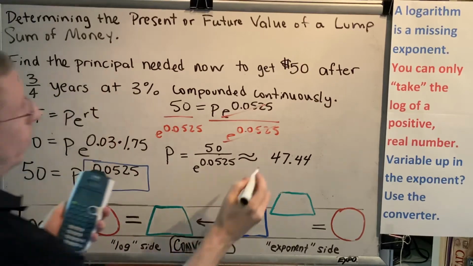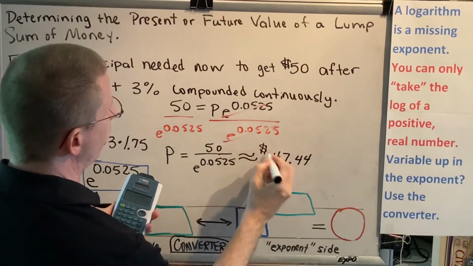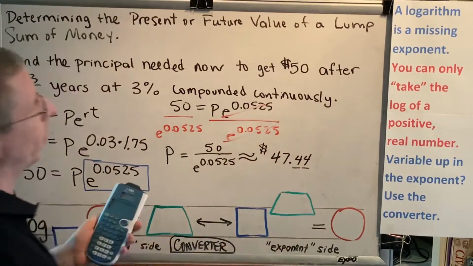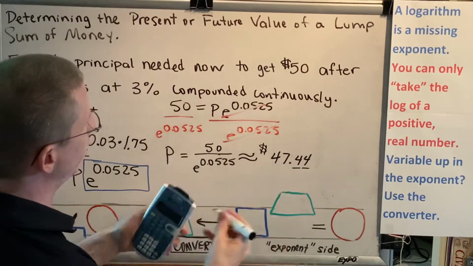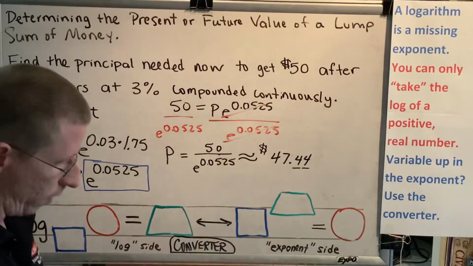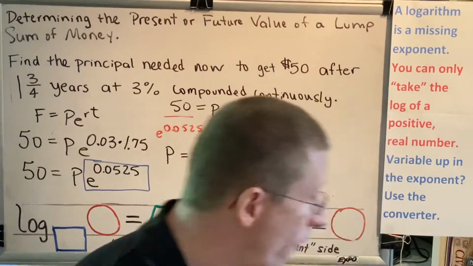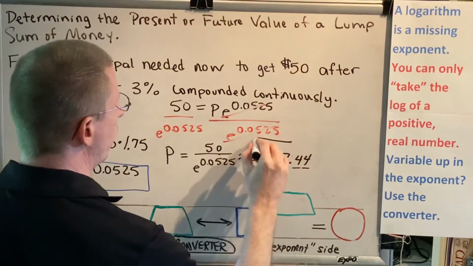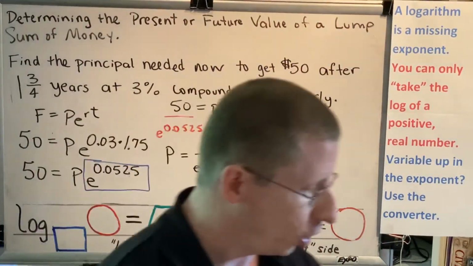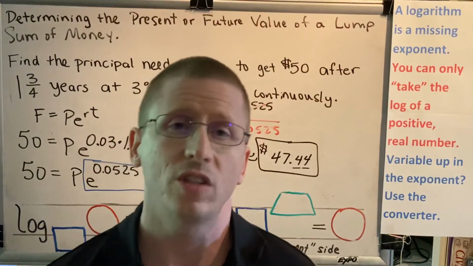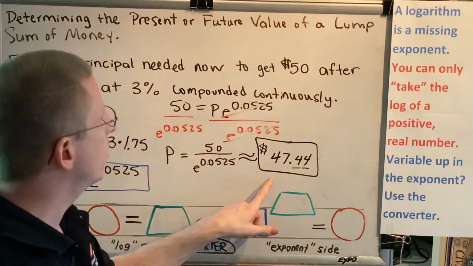Now this is money. Find the principal. So I'm going to put a dollar sign in front of this, and I'm going to round to 2 decimal places because we're dealing with money. So we now have our answer, $47.44. But the purpose of college is to learn about how to make good decisions in the real world. So let's take a moment now and talk about the significance of this answer.